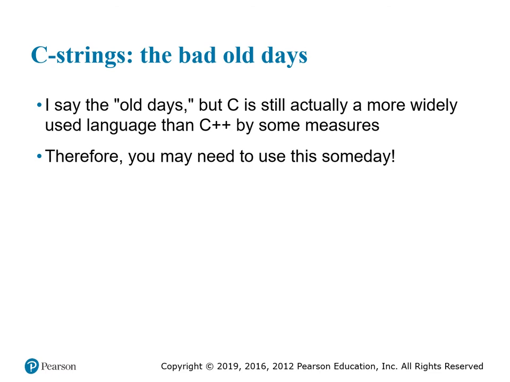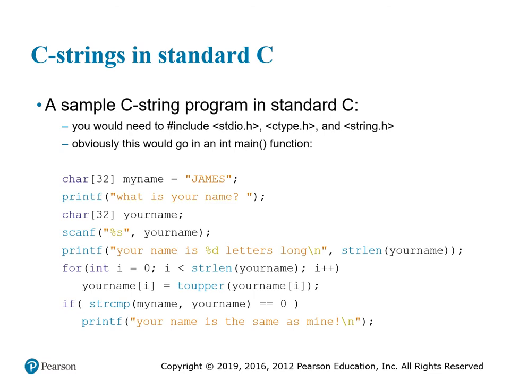Virtually everything we've learned in this class so far could work in C programming, except for the cin, cout stuff. Okay, you use printf and scanf in C, and I'm going to show you how to use that in just a second. You can't use string objects in C. You have to use these C string arrays. So here's a sample C string program in old-fashioned standard C. You would need to do some pound includes. stdio.h gives you the printf and scanf.